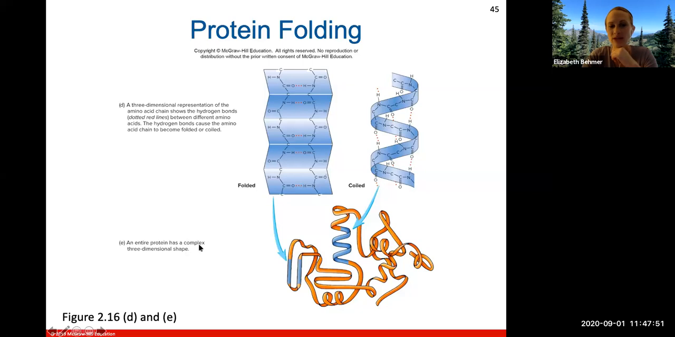An entire protein has a complex three-dimensional shape, and that's what's shown here. So there's a linear aspect to it, then it'll fold on top of each other, and then could even coil itself around. So this kind of shape that you see over my cursor, this is what a protein actually looks like if we were to look at it in a very high objective.